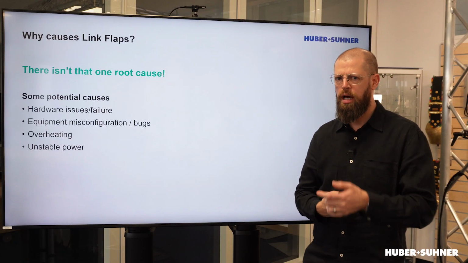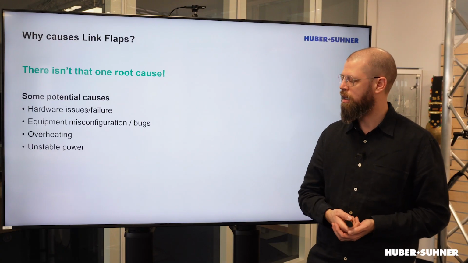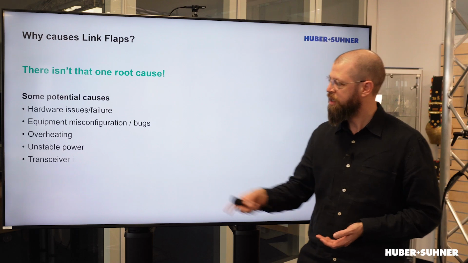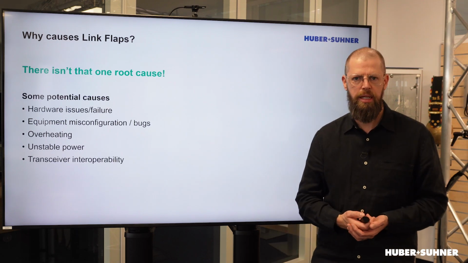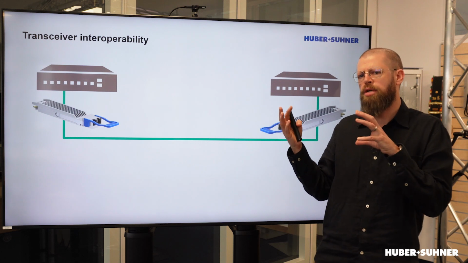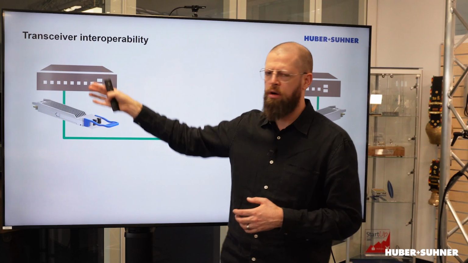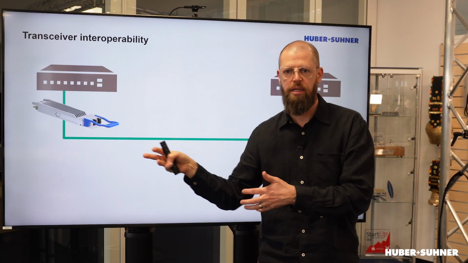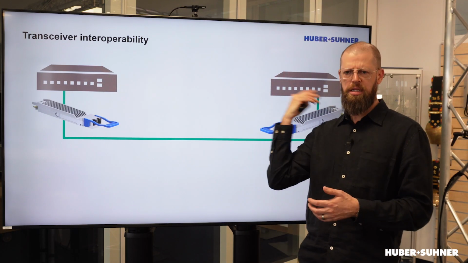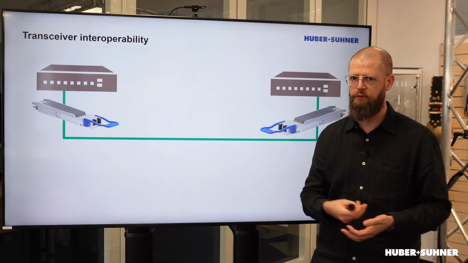But there's also one other potential link flap cause that a lot of times is overlooked, and that is transceiver interoperability. What does that mean? Normally, if we think about transceiver interoperability, we're thinking about the transceiver working properly in the equipment that it is being plugged into. And on the other side of the link, we'll just use the same type of transceiver, so LR4 and LR4.